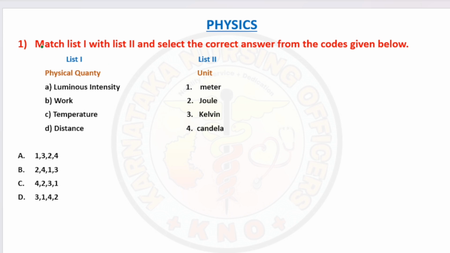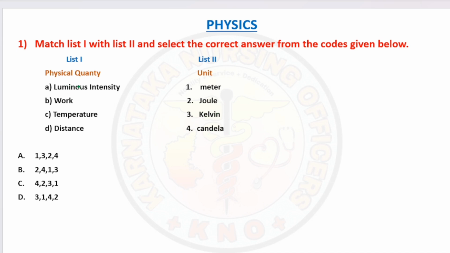The first and foremost question is, match list 1 with list 2 and select the correct answer from the codes given below. Here in list 1 you can see physical quantities, and in list 2 you can see the corresponding units. The physical quantities are luminous intensity, work, temperature and distance. And under unit you can see meter, joule, Kelvin and candela.